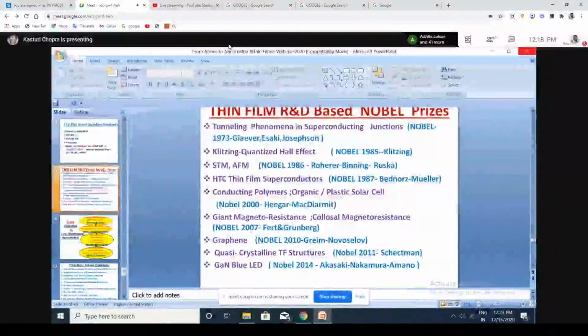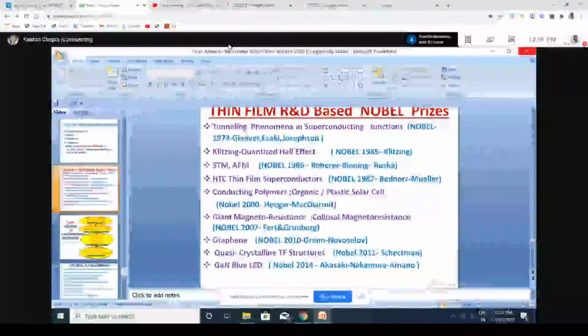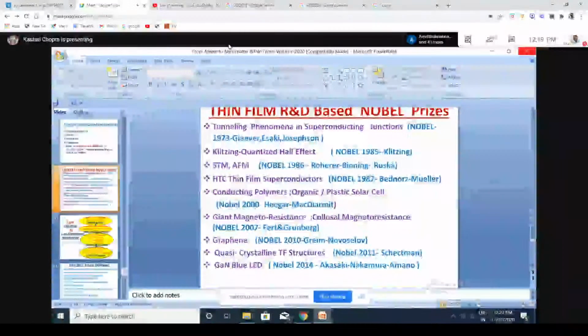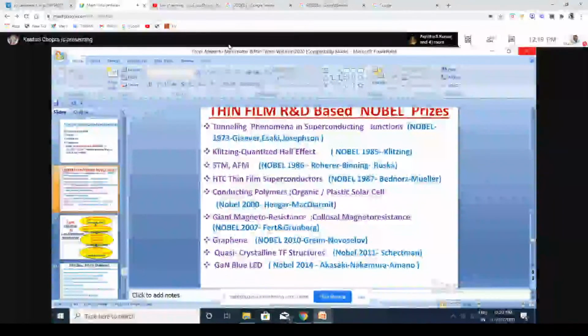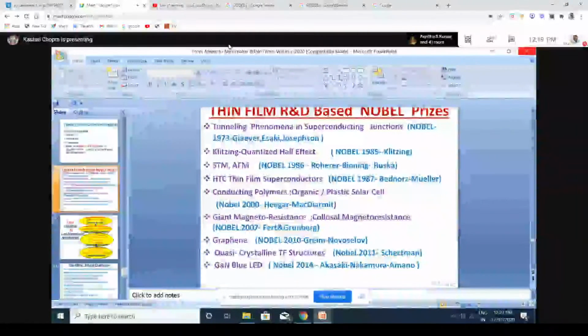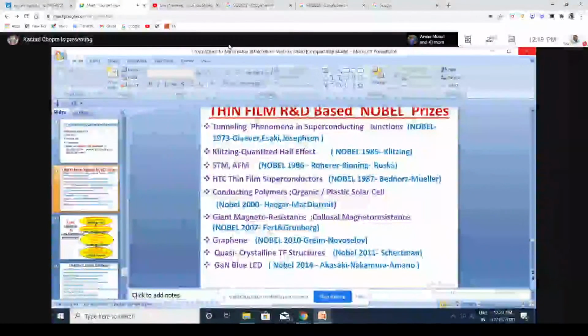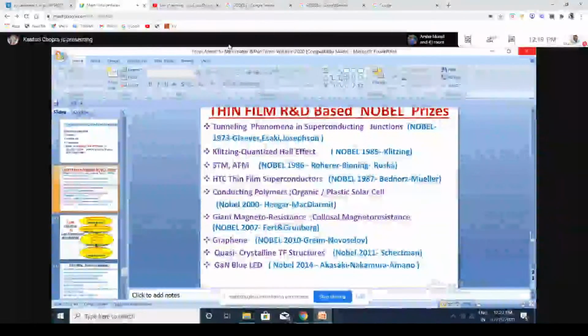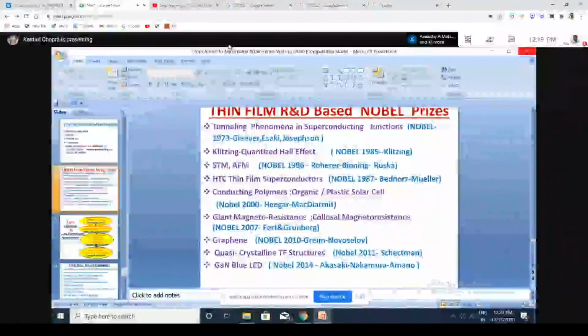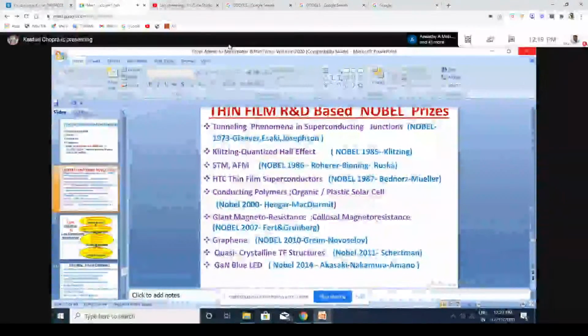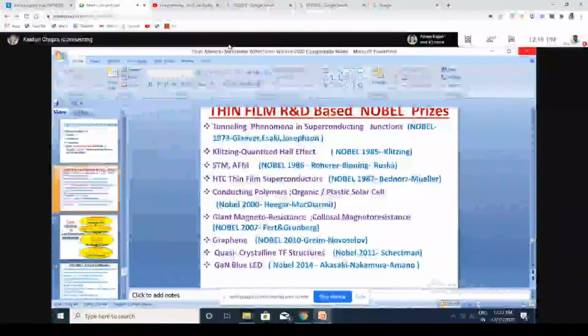Then the GMR, giant magnetoresistance, colossal magnetoresistance, got a Nobel Prize. These are all thin film based. Graphene is of course thin film also. Some people will call it nano, but it is really thin film. Okay. Quasi-crystalline structures, again, 2011 Nobel Prize. Gallium nitride blue LED, that's a Nobel Prize. Okay, so you can see how many Nobel Prizes come in the area of thin film.